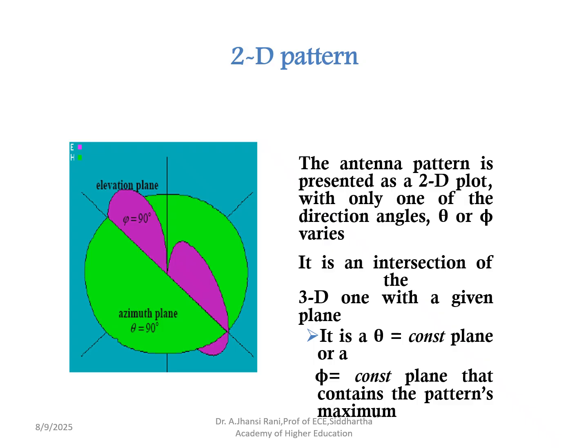It is a 2D pattern. It is the intersection of the 3D one with a given plane, that is, theta equal to constant or phi equal to constant plane that contains a pattern. This is the direction where it is maximum, in the azimuth plane this is the maximum. That is theta equal to constant plane, phi equal to constant plane. Those are called the pattern maxima.